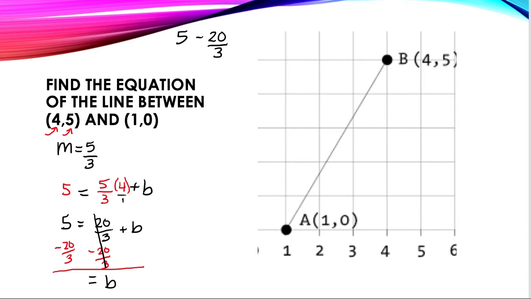Okay, so I'm going to put that right here, and I want you to think about that just for a second before I erase. 15/3 is the same thing as 5. 15 divided by 3 is 5. All right, so I have 15/3 minus 20/3, which is going to give me negative 5/3.